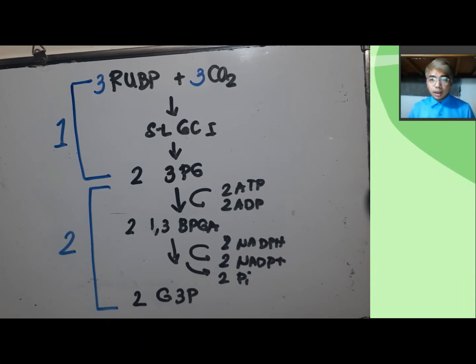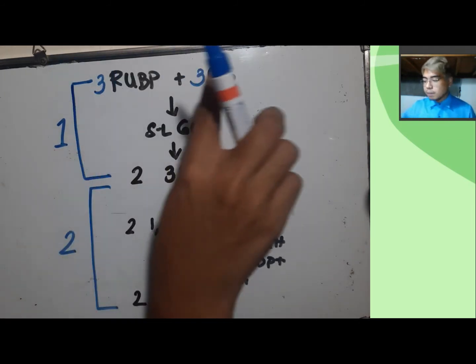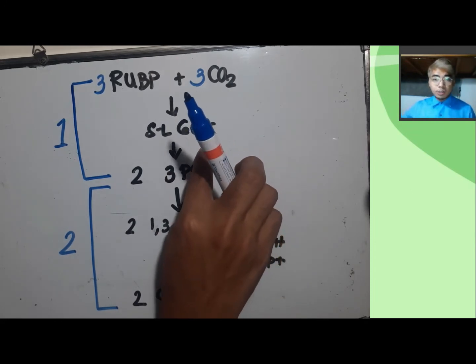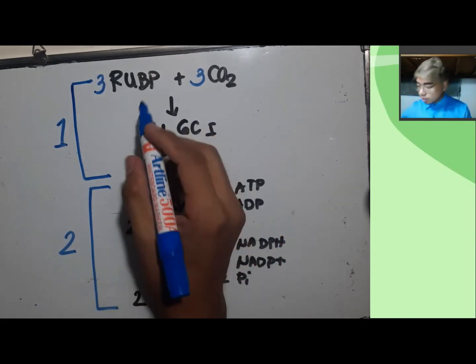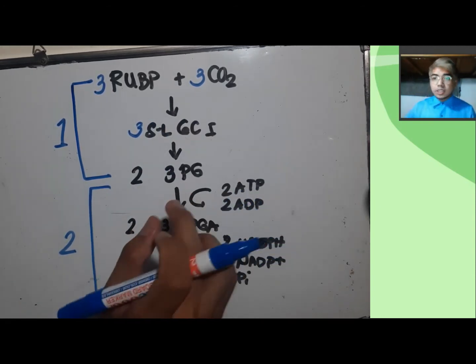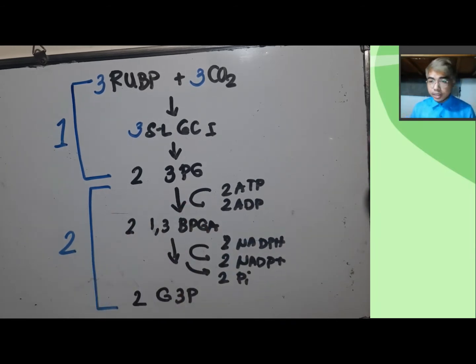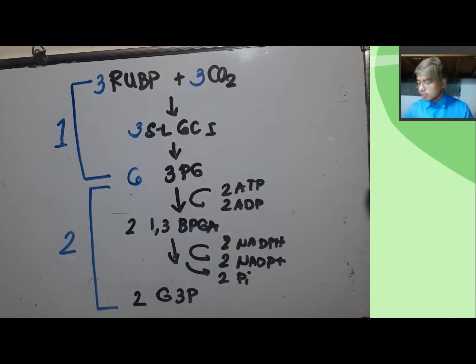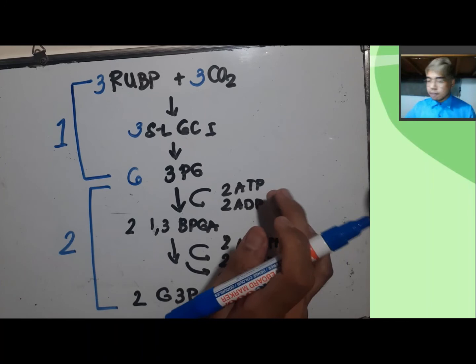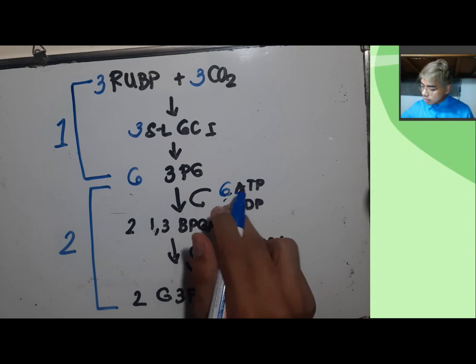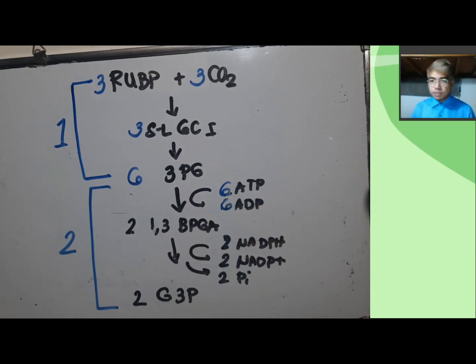Okay? Now, this would be the case. 3 RuBP plus 3 carbon dioxide will create how many short-lived 6-carbon intermediates? It will be 3 molecules as well. Now, how many 3-PGs or 3-phosphoglycerate will be created? It will now be 3 times 2, it will create 6. Then, how many adenosine triphosphate will be utilized? It will be equivalent also to 6 to create 6 adenosine diphosphate.